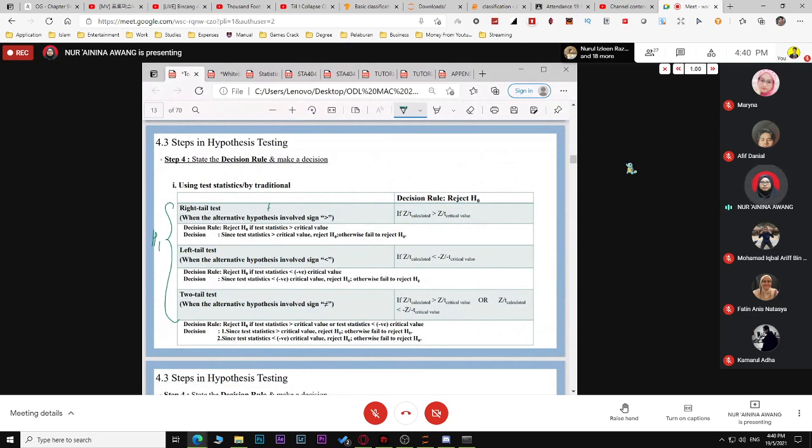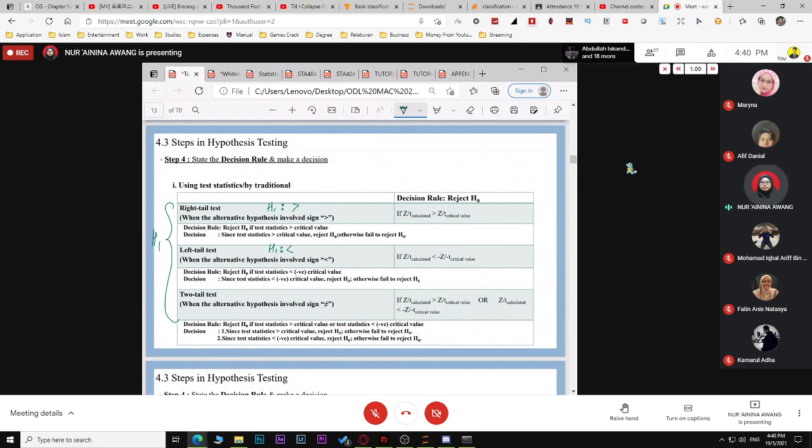Okay, if your H1 is more than, you will reject your H0 if Z or T calculated is more than Z or T critical value. If your H1 is less than, so kita nak tengok on negative side, we will reject our H0 if Z or T calculated is less than negative Z or negative T critical value.